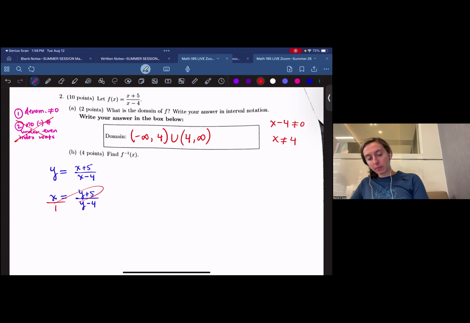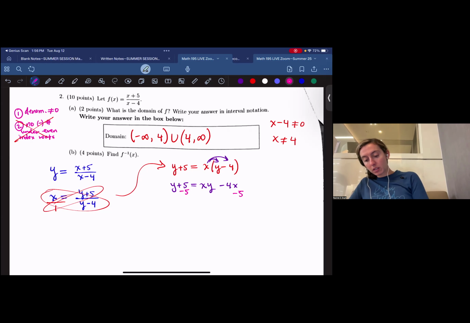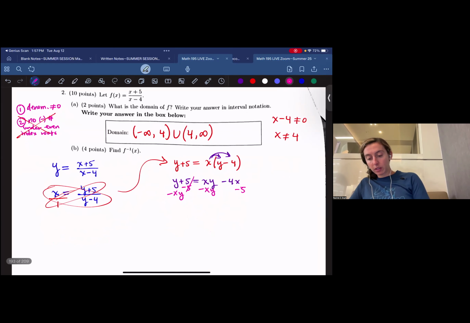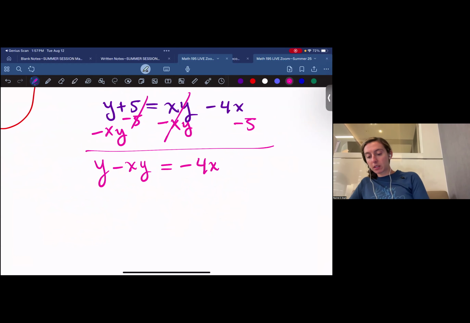Cross multiply. And we're looking at y plus 5 is equal to x in parentheses y minus 4. Carry out some distributive property on that right-hand side. And let's subtract 5 from both sides, but let's also subtract xy from both sides. So we're essentially looking at y minus xy is equal to negative 4x minus 5.